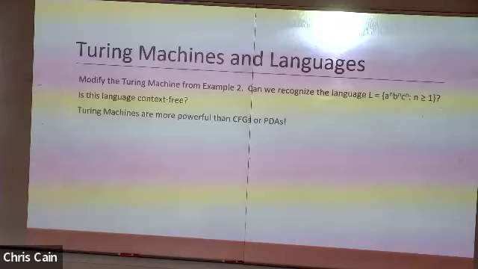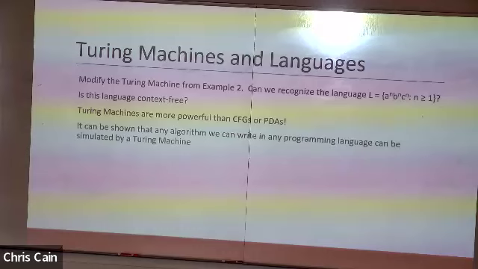So there's our conclusion. Turing machines can represent languages that are more powerful than we can represent with either a context-free grammar or with a non-deterministic pushdown automata. And if you want to go into the nitty-gritty proofs of it all, you can see that anything that we can write in any programming language can be simulated by a Turing machine.